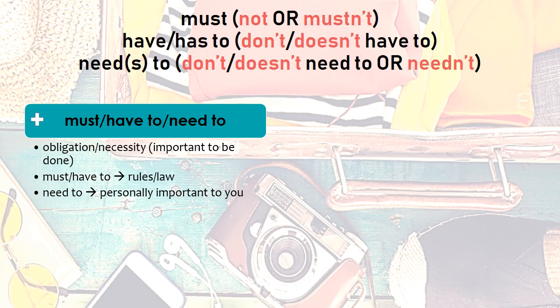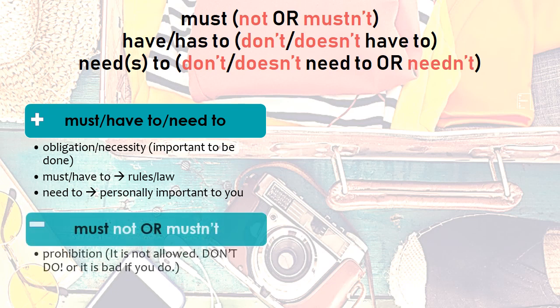Now we move to negative. The negative of must, not, or mustn't. It is to show prohibition. Remember that it is not allowed. So don't do that. If you do, it is bad.